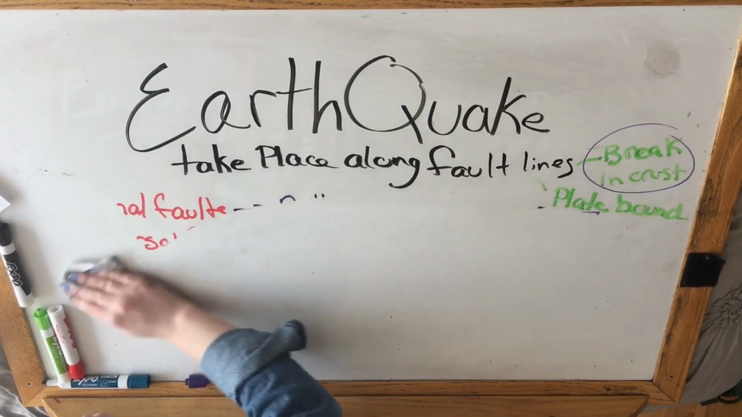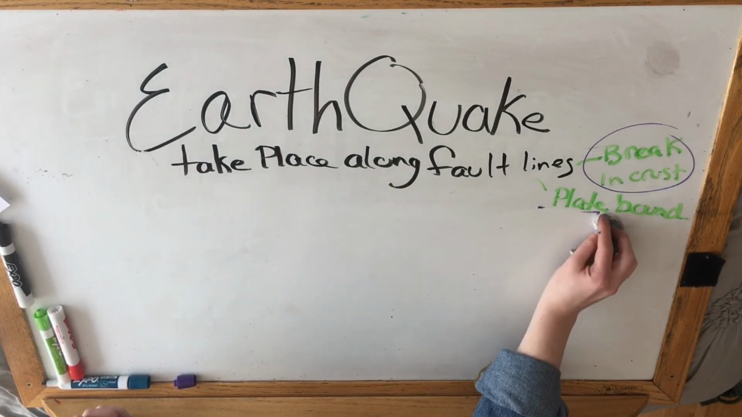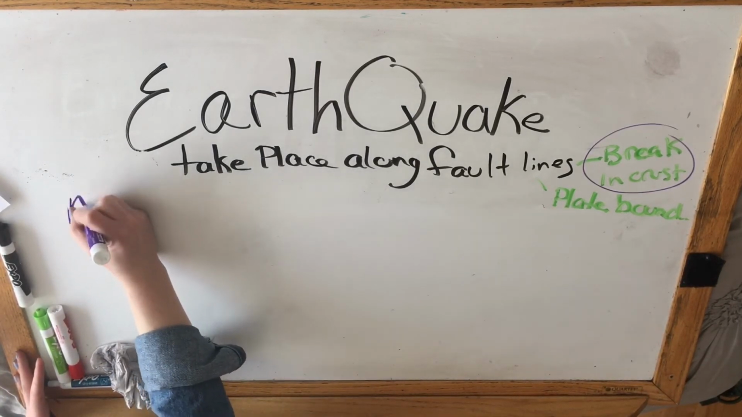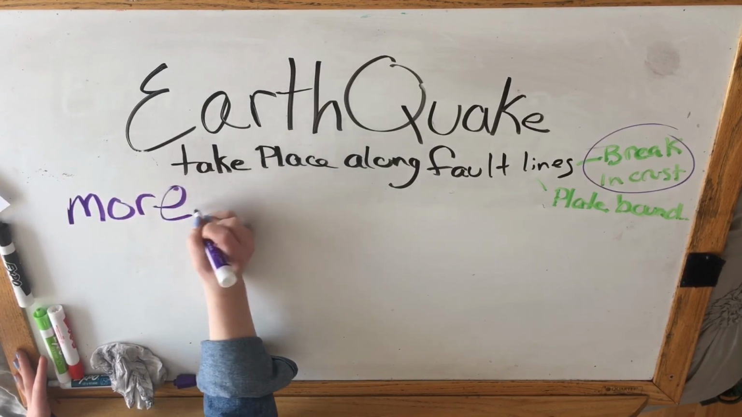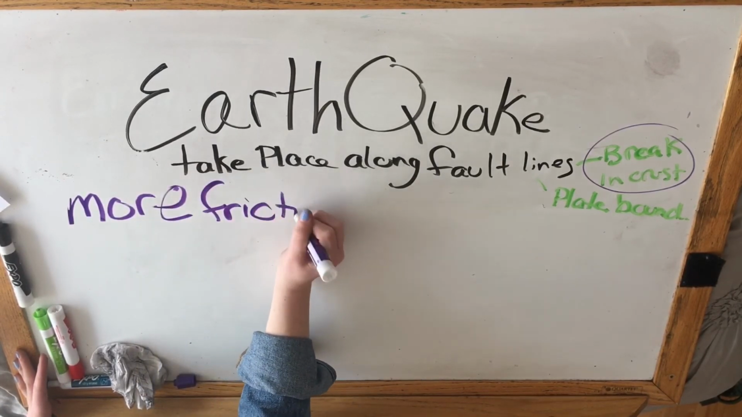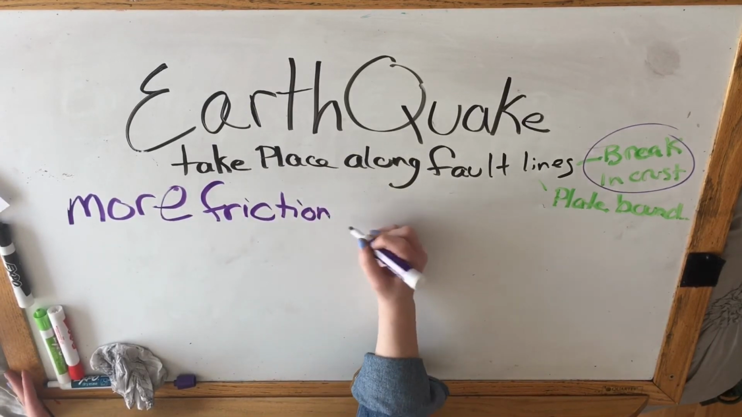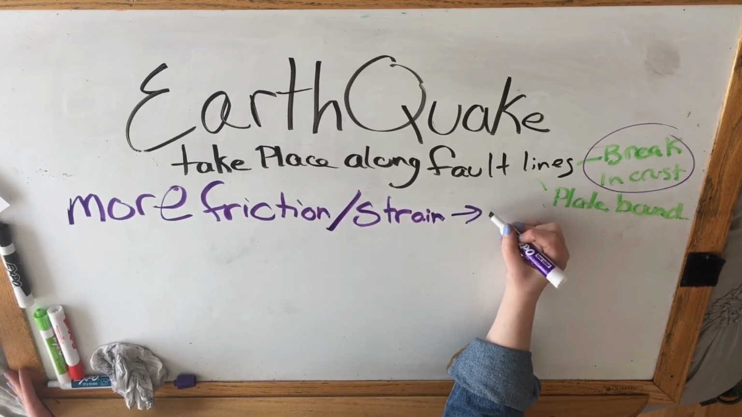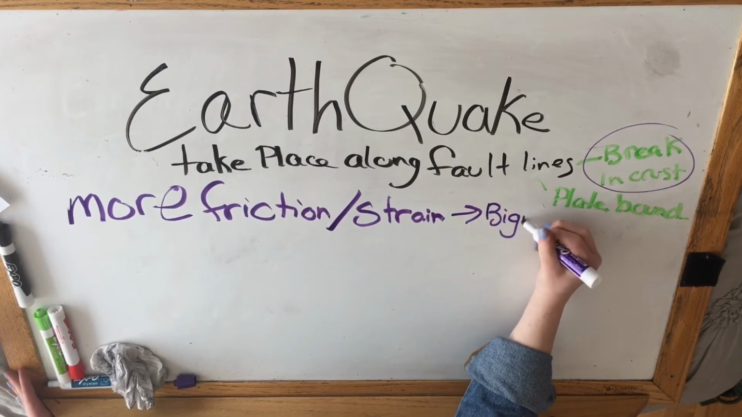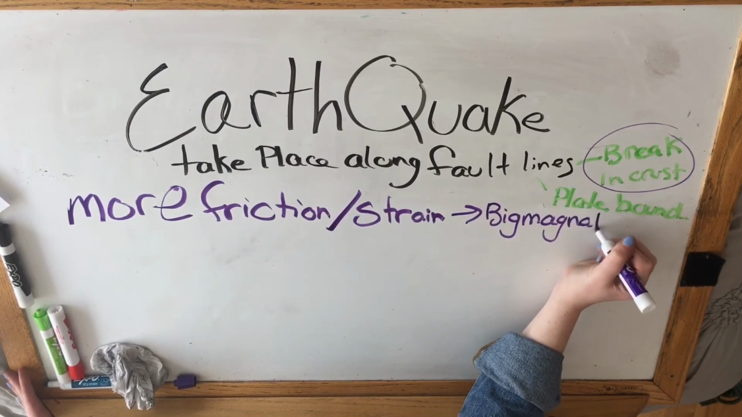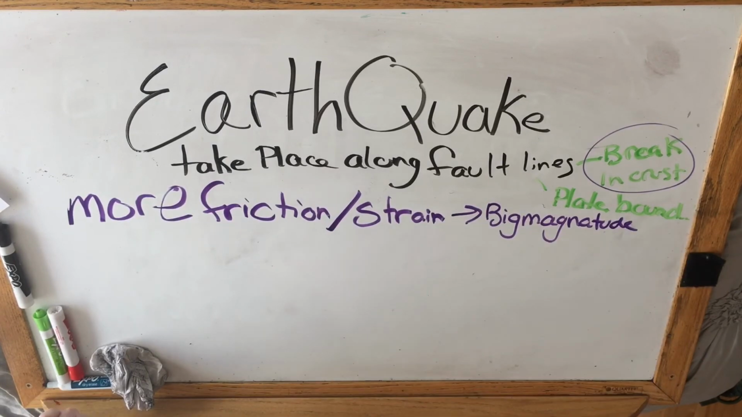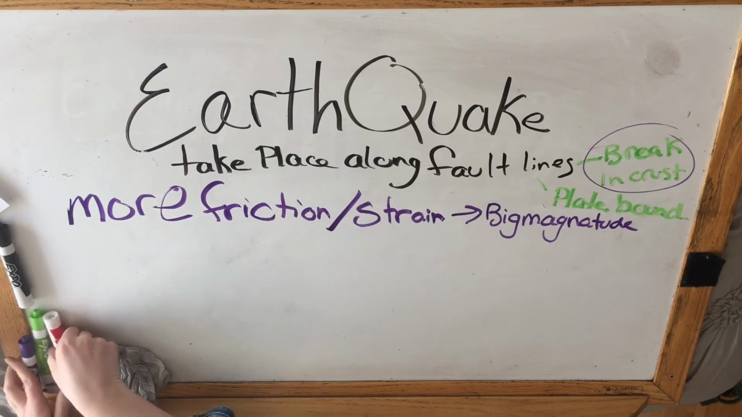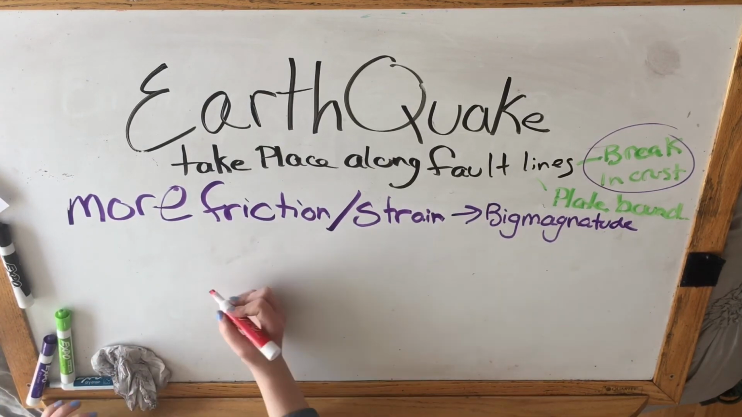Friction helps indicate how strong a volcano is going to be. So for example, I'm going to do a little thing here. More friction and strain equals a bigger magnitude earthquake. For example, of tension, we're going to take a table. So this is why some earthquakes are bigger than others.